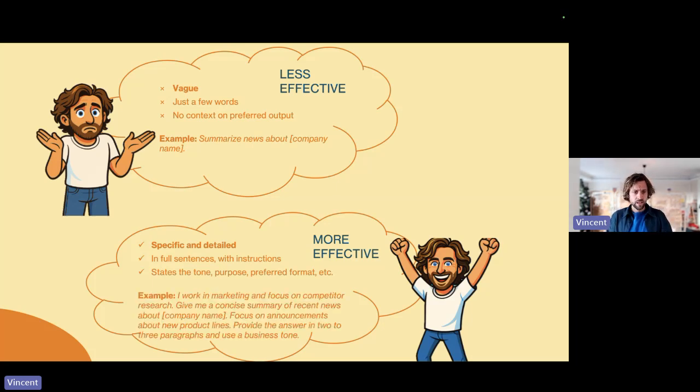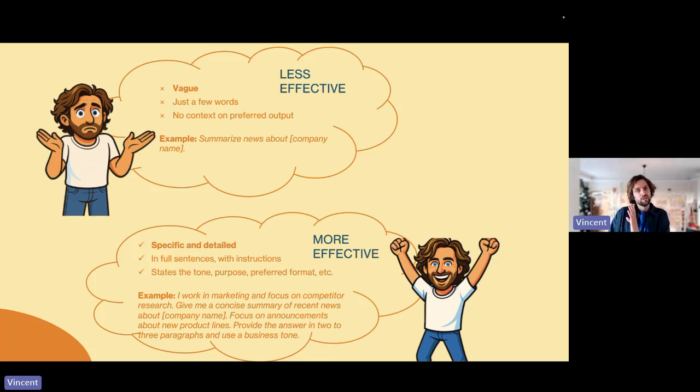For example, here, I work in marketing and I focus on competitor research. Give me a concise summary of recent news about company X, Crayon, Software On, Microsoft, whatever you want to do. Focus on announcements about new product lines. Provide the answer in 2 or 3 paragraphs in a business tone. All right. So with this one, this is more effective.